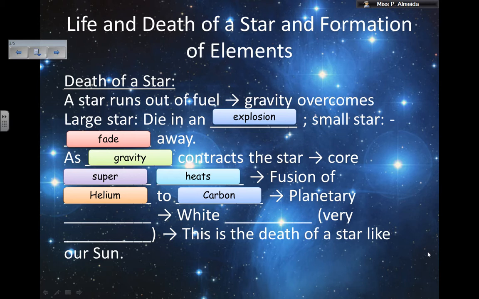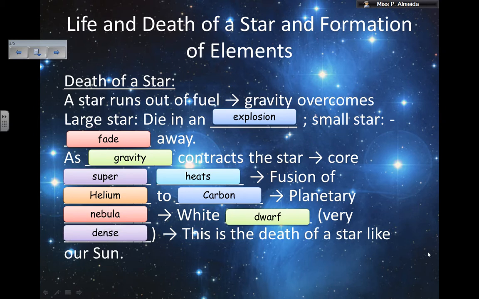Now, a star like the sun cannot do more fusion than that. So it will die after fusing helium to carbon, okay? Because gravity can keep compressing the star, but it does not heat up enough to make further fusion, okay? So a star like our sun is going to become a planetary nebula after this stage where it fuses helium to carbon, okay? In the center of the planetary nebula, I have a white dwarf, which is a very dense and small star, okay? And this is how the sun is going to die, okay?